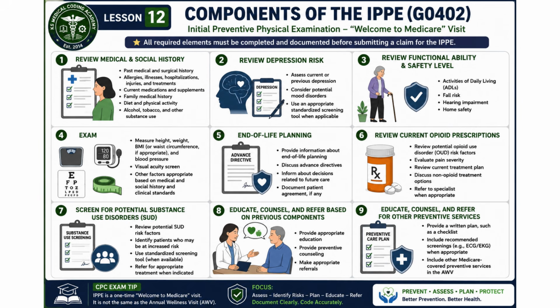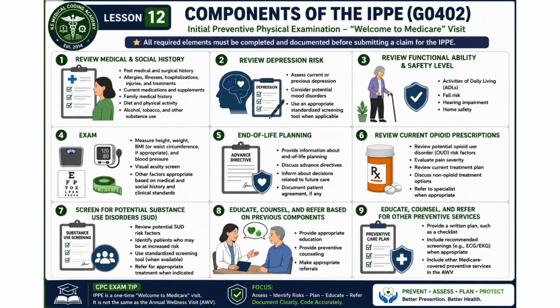Component 2 is the review of potential depression or other mood disorder risk factors. The provider reviews the patient's current or past experience with depression or other mood disorders. An appropriate standardized screening instrument may be used when applicable. Component 3 is the review of functional ability and safety. This includes areas such as activities of daily living, fall risk, hearing impairment, and home safety. The goal is to identify limitations or safety concerns that may affect the patient's health and independence.